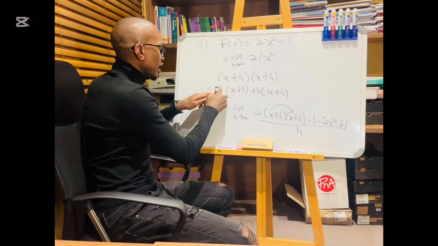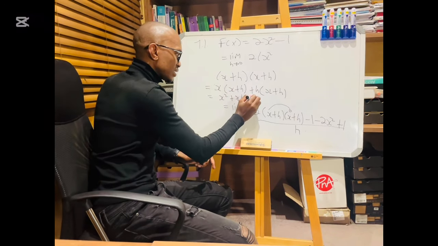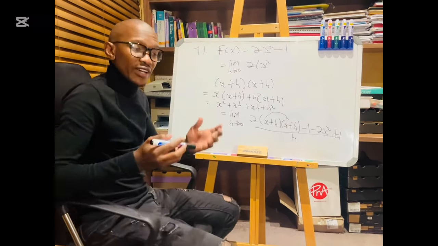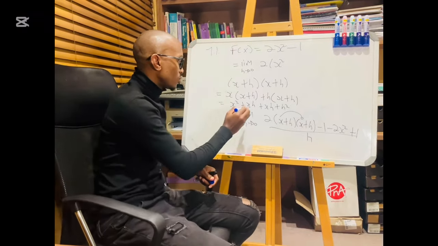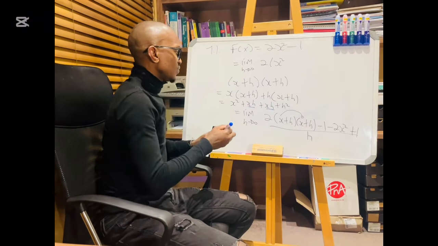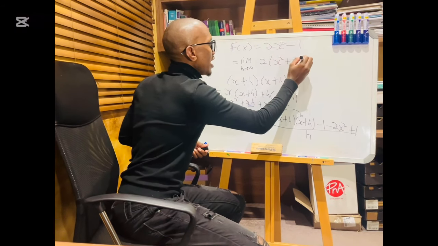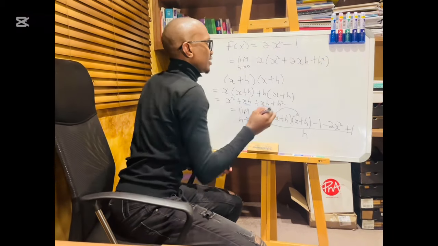X squared. X times h? Xh. H times x? Xh. H times h? H squared. Now you need to find what we call the like terms. The like terms are the terms that are the same, guys. Look, this one and this one are the same. So those are the ones I'm going to put here as my 2xh plus h squared, close the brackets.